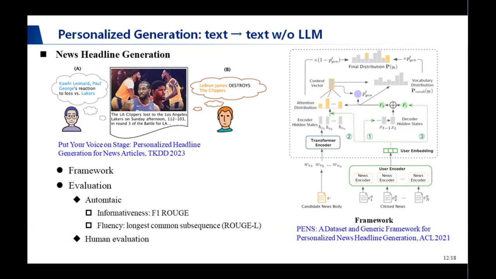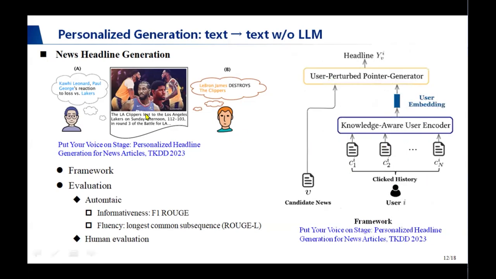This is similar to what I showed in the first work, where when we want to generate a smiley face, we use the user's preference, cute cat, to condition it so that it becomes a smiley cat face, right? So very similar.